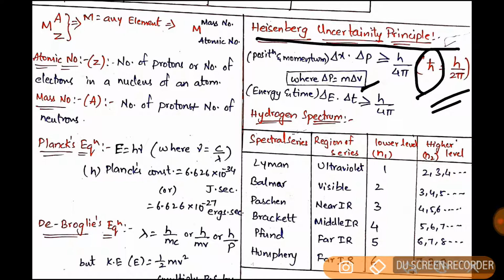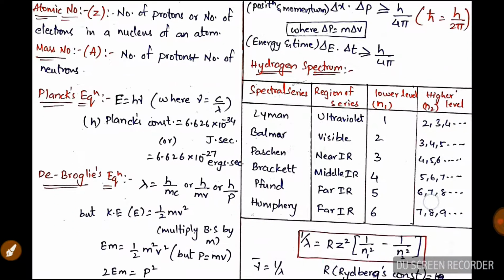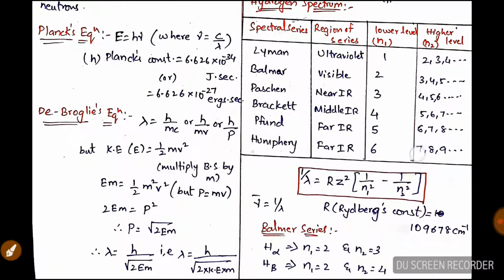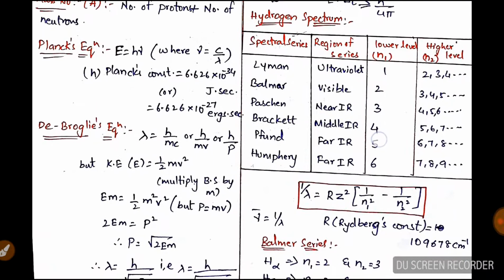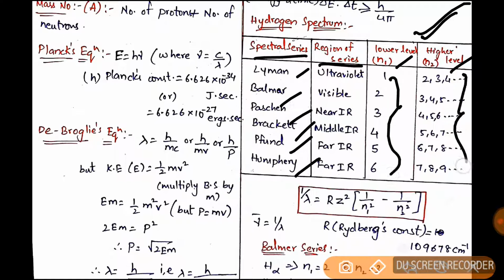And Heisenberg uncertainty principle can also be given for energy and time, as you could see this formula over here. And there is this hydrogen spectrum. I'll just roll it down. So this is the hydrogen spectrum. I think most of you might know this hydrogen spectrum also. So this table is also important guys. So this spectral series, this region of series, n1 and n2 values are important. Lyman, Balmer, Paschen, Brackett, Pfund, Humphreys, and these n1 and n2 values are important.